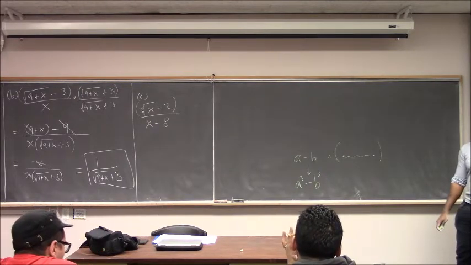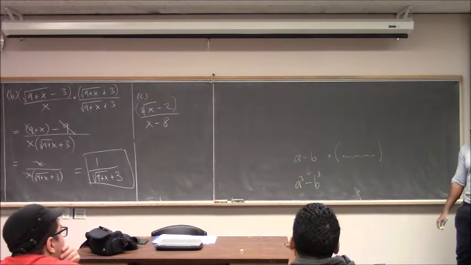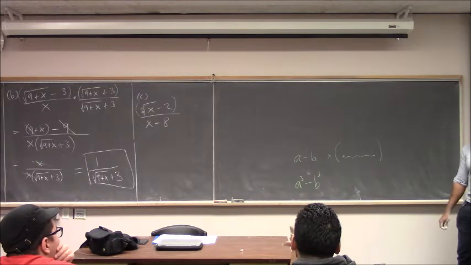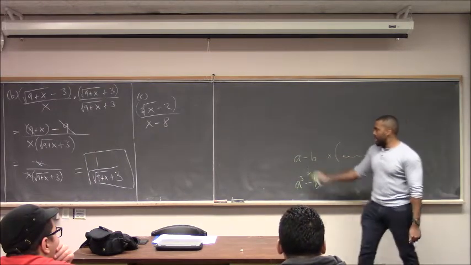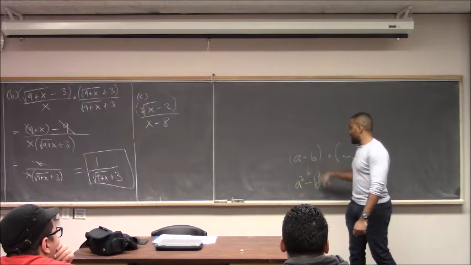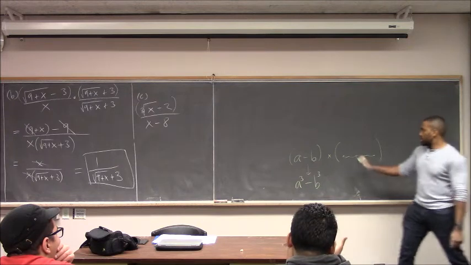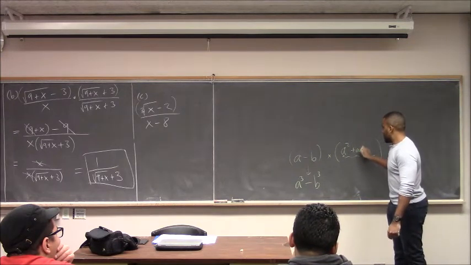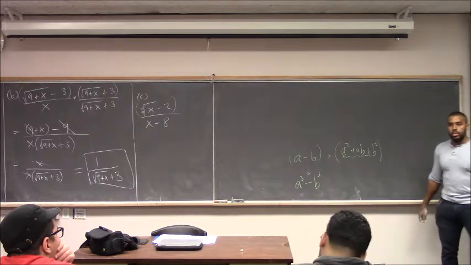Would it be x to the 6? No, focus on this. Focus on the A B. I have A B. I want to cube the A and cube the B so I can get rid of a cube. It would be A squared plus A B plus B squared. Right. So that's what I need to multiply by.